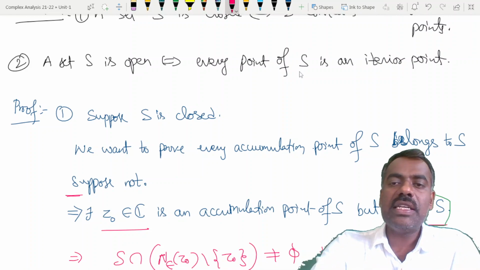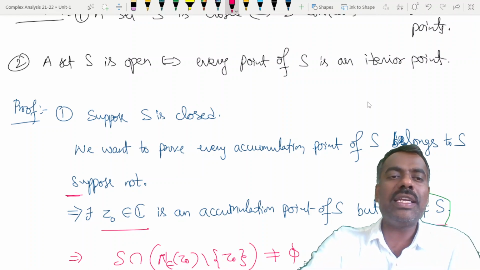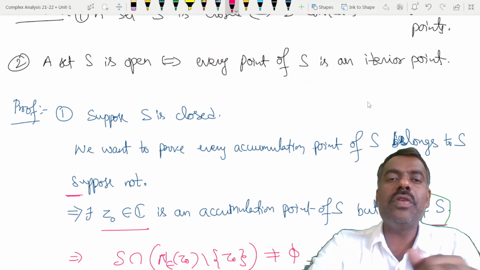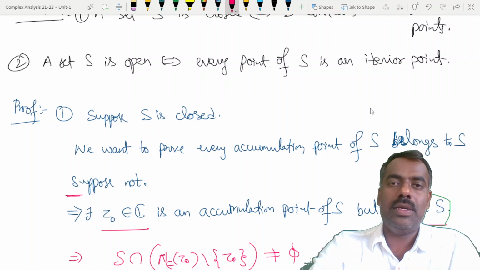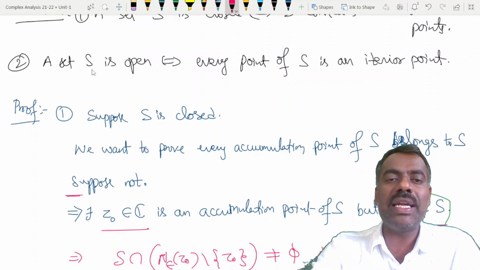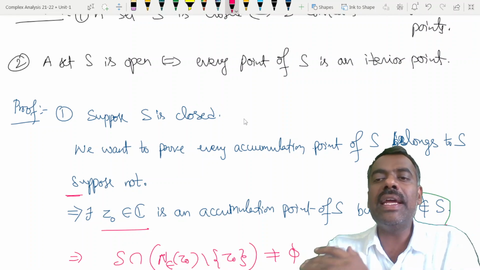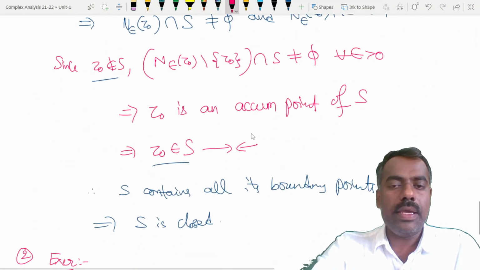Similarly, for the converse, assume that every point of S is an interior point. Then we want to show that the set is open. That means we want to show that it does not have any boundary point. So again, prove it by contradiction. Assume that some point of S is a boundary point. Then you will get a contradiction. Are you following? So you try.